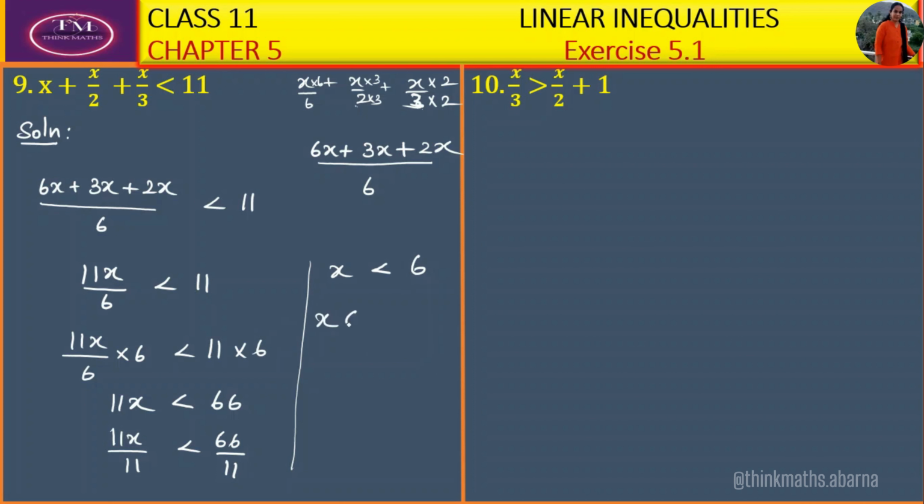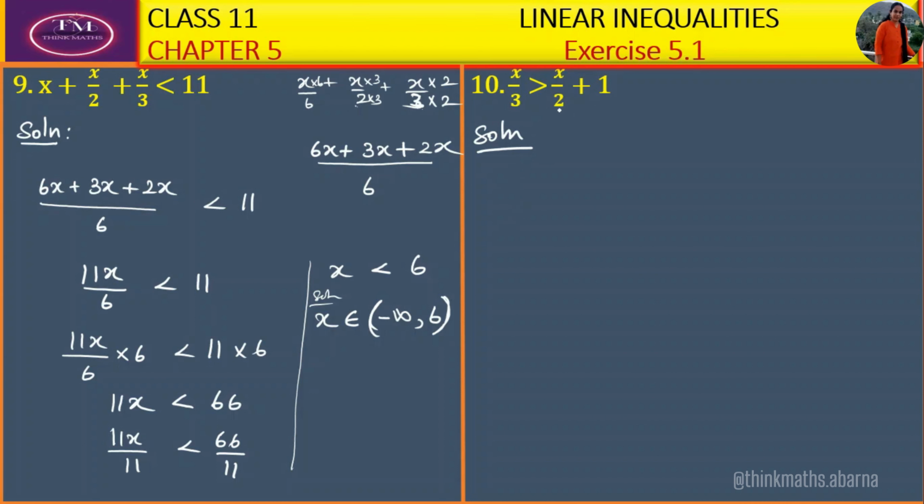So x belongs to what type of solution? As it is less than 6, start with minus infinity and write the 6 and close with the curly bracket. We have less than, so we have to use the curly bracket. Clear? So this is the solution. Next, 10th problem. What is given? x by 3 greater than x by 2 plus 1.